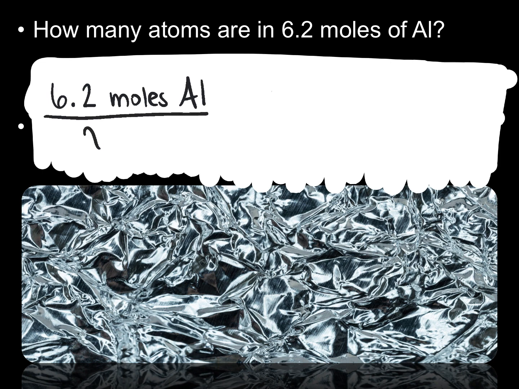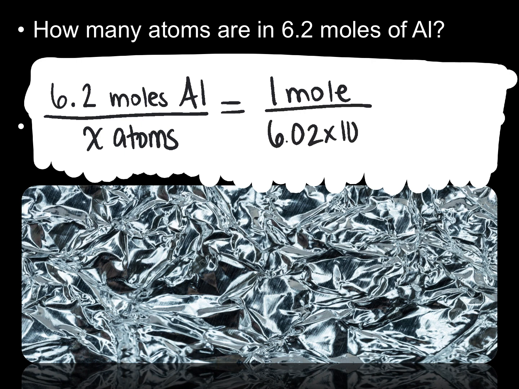You can set this up as what you're given over what you want to know, so you don't know your atoms. Then you can set it equal to, you know that there is 1 mole and 6.02 times 10 to the 23rd atoms. So the other way to set this up is to set up two fractions equal to each other. You're given moles, so moles goes on top. You want to know atoms, so atoms goes on the bottom.